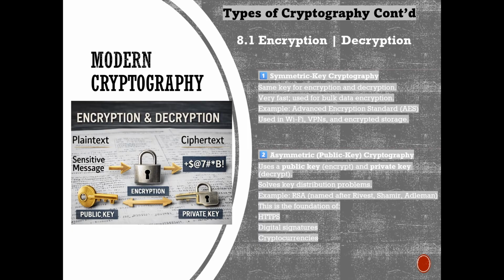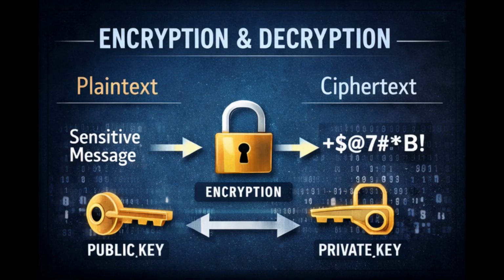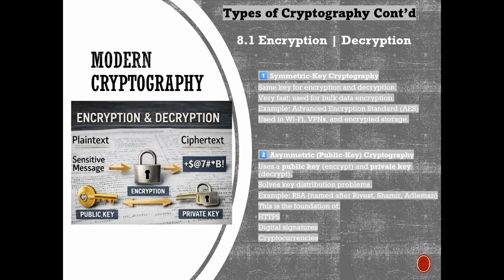Now the second one would be the asymmetric, which uses 2 keys, a public and a private key. The public key is derived from the private key. Public key to encrypt and a private key to decrypt. It solves key distribution problems. Example, the RSA, named after Rivest Shamir Adleman. This is the foundation of HTTPS, digital signatures, and cryptocurrencies.